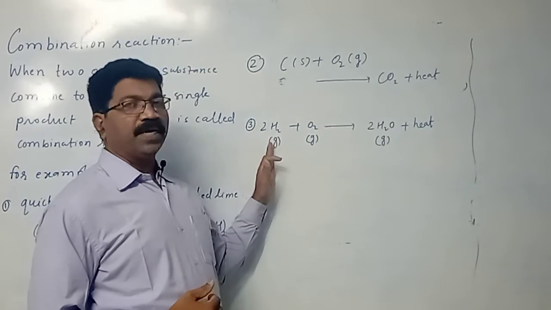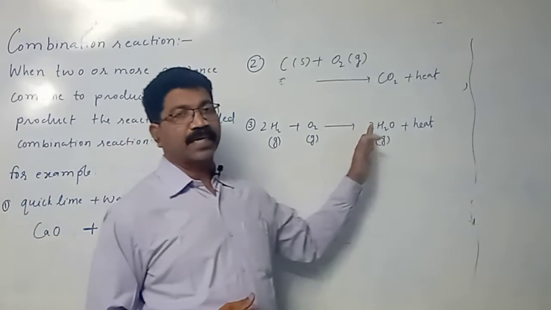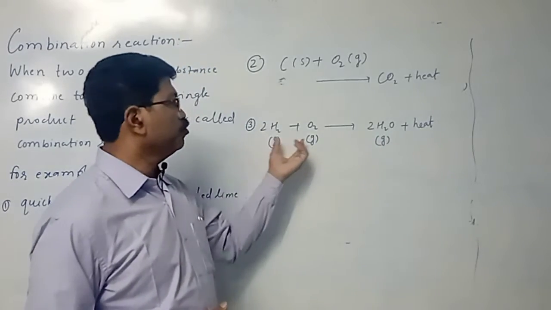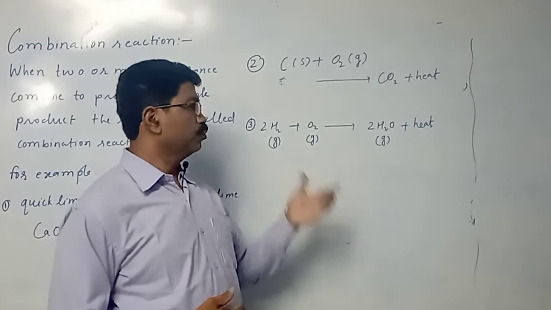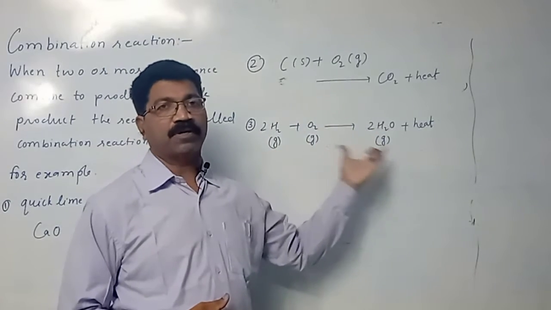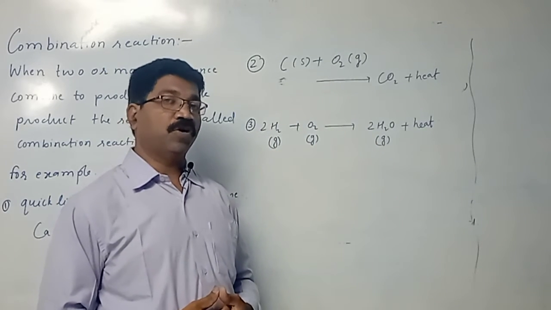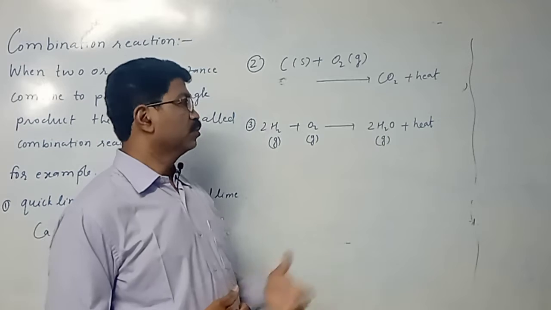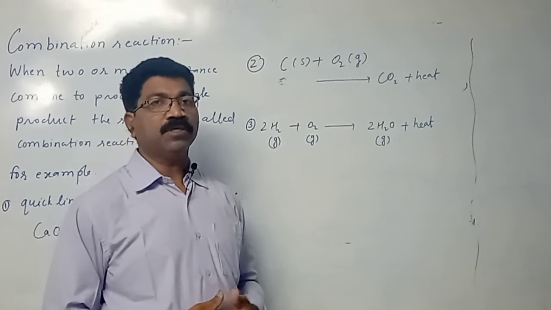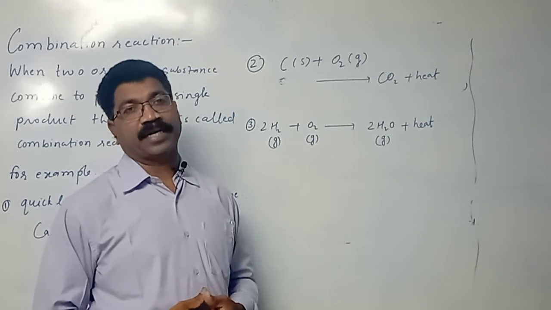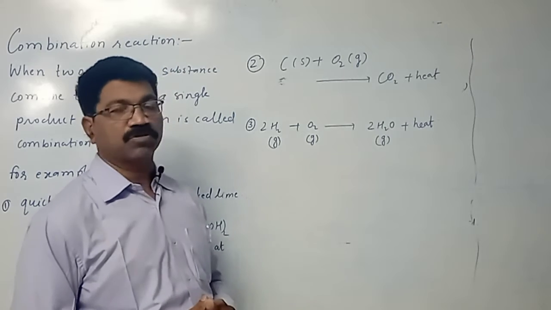After combining hydrogen and oxygen, what is produced? Water and heat. So 2H2 plus O2 gives us 2H2O. Two or more reactants combine to produce a single product. So this is also an example of combination reaction. An enormous amount of heat is produced. Moreover, it's a lasting reaction. 2H2 plus O2 gives us 2H2O plus heat.